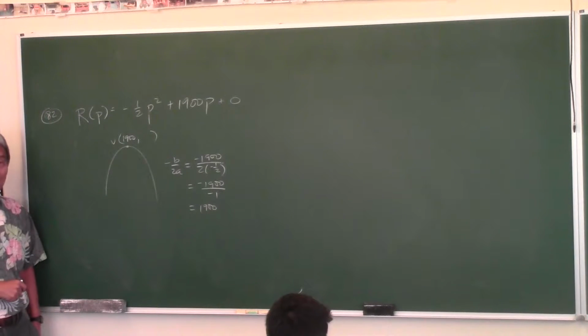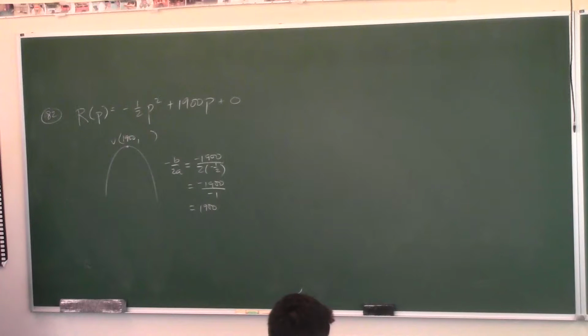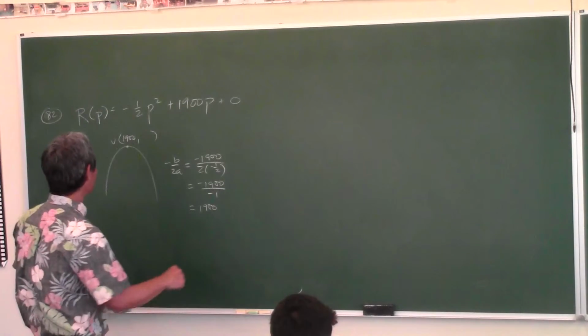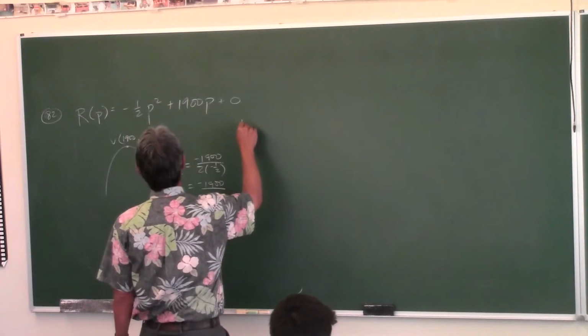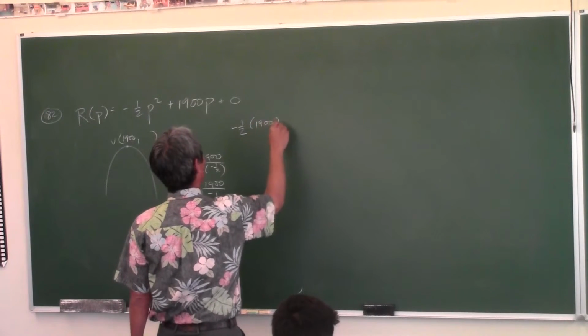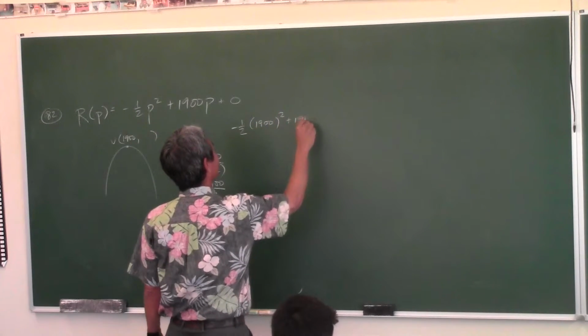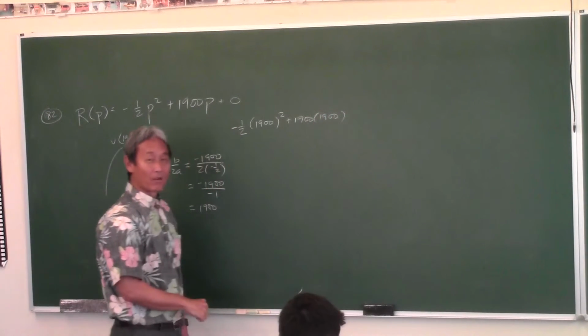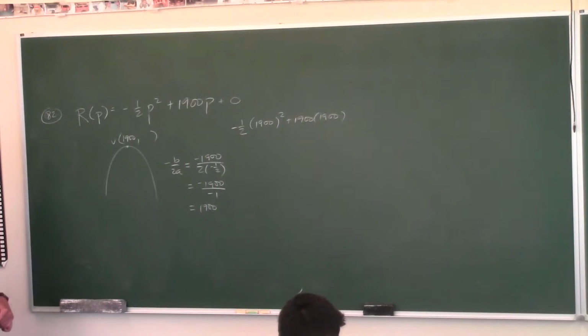How do I figure out the y-coordinate? You plug it back in. "Mr. Park! That's a big number and I gotta square it? Are you crazy?" Okay, let's just try it. Negative half times 1900 squared plus 1900 times 1900. This is the y-coordinate. Do I need a calculator for that? Or can I do that?